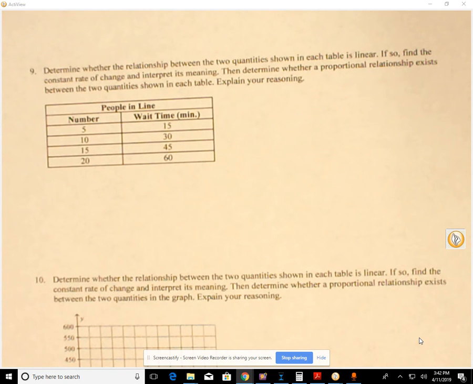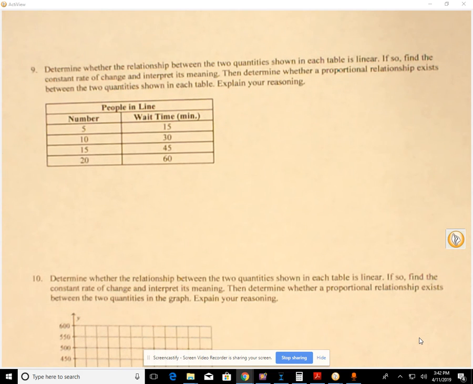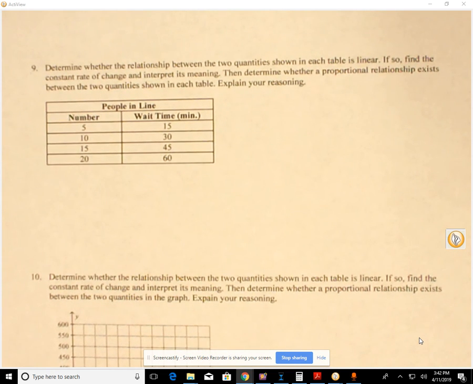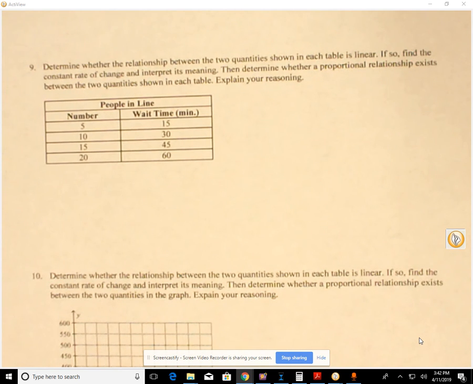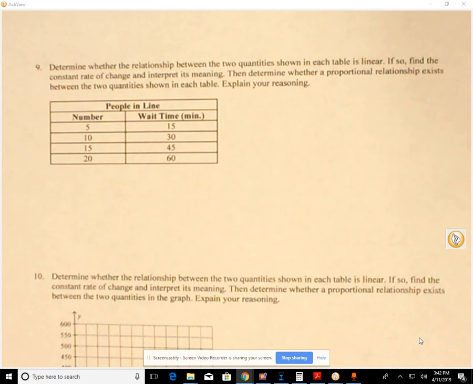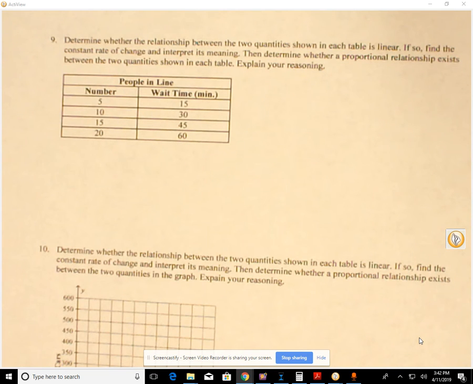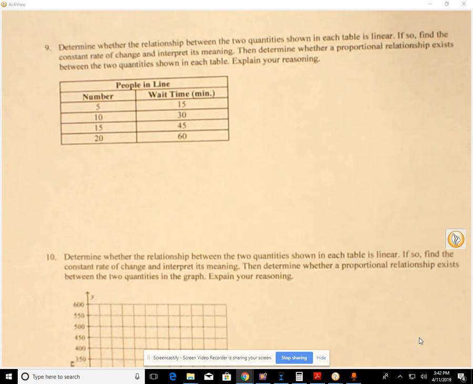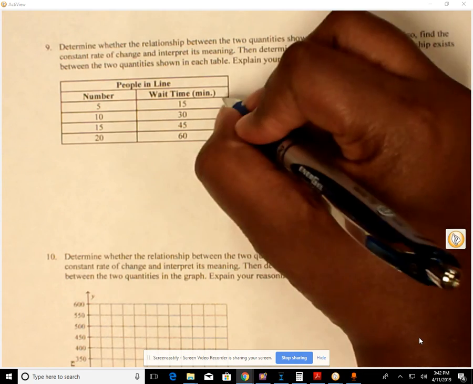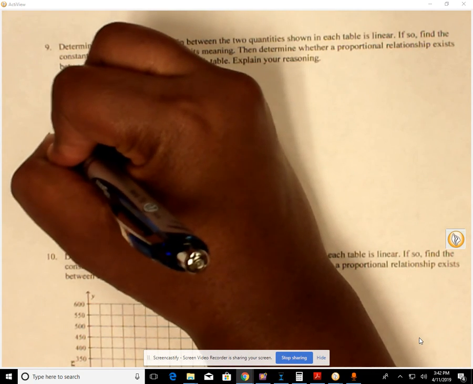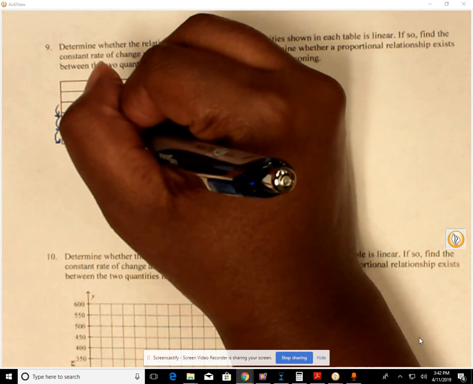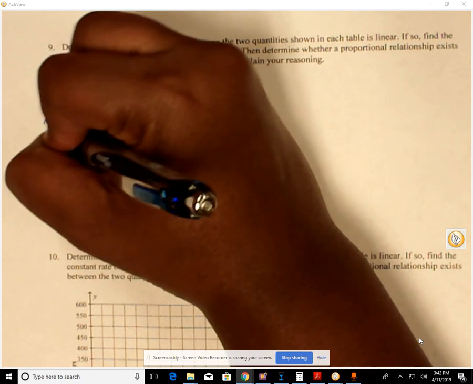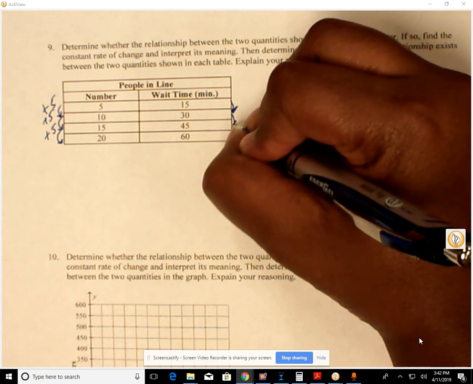So we still find if it's linear, the rate of change, and its meaning. But this time we're talking about proportional reasoning. So for that reason, for our proportional relationship, we got to find our ratios. We learned about ratios in 7th grade, where you compare one thing to another, like boys to girls, or wait time to number of people in line this time. So we're still gonna do our change. So 5 to 10, 10 to 15, and 15 to 20. Those are all plus 5 changes. And here, all these are plus 15 changes.